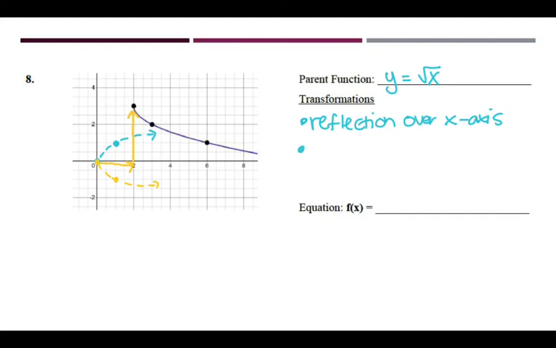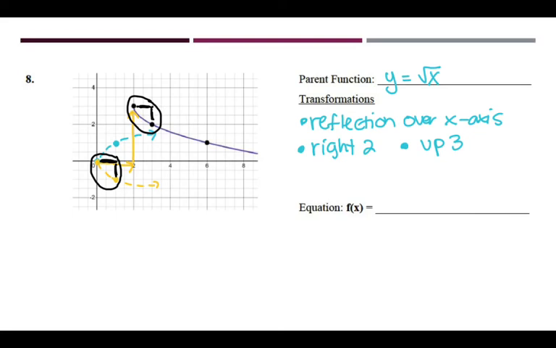So let's make a note. So to the right 2 and up 3. And let's check our distances between the points. So I'm going to look at the reflected points because that closely matches my purple graph. So with my reflected points, horizontally is 1 unit, vertically is 1 unit. Same thing over here, horizontally 1 unit, vertically 1 unit. So we did not have a stretch or a compression.